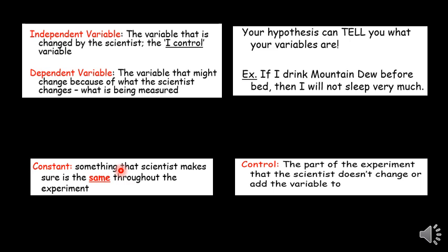Constants in that experiment, you would want to have the same bed you sleep in because that can make a difference. If you sleep in an uncomfortable bed, that might mess with your sleep patterns. The time you go to bed, that should be a constant. If you go to bed at 10 o'clock at night normally, then go to bed at 10 o'clock when you drink your Mountain Dew. If you have a TV on in the room normally, then keep the TV on when you drink your Mountain Dew, or a fan on.